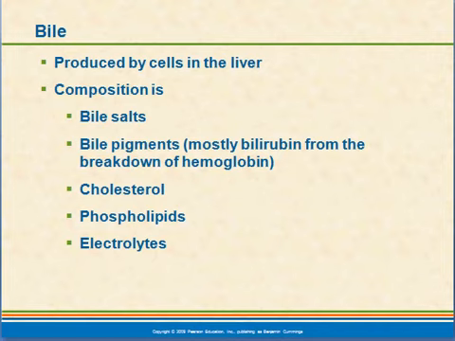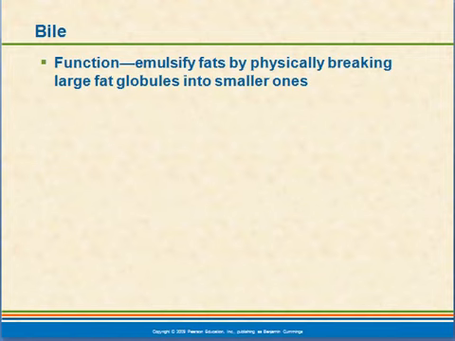Bile acts as a surfactant. That is, it's like soap. It gets in between bits of fat and emulsifies them, and that allows better absorption of the fat into the lacteals. It is a mechanical type of digestion that occurs from the bile. Bile is also basic in nature, so it helps neutralize the acidity coming out of the stomach also.